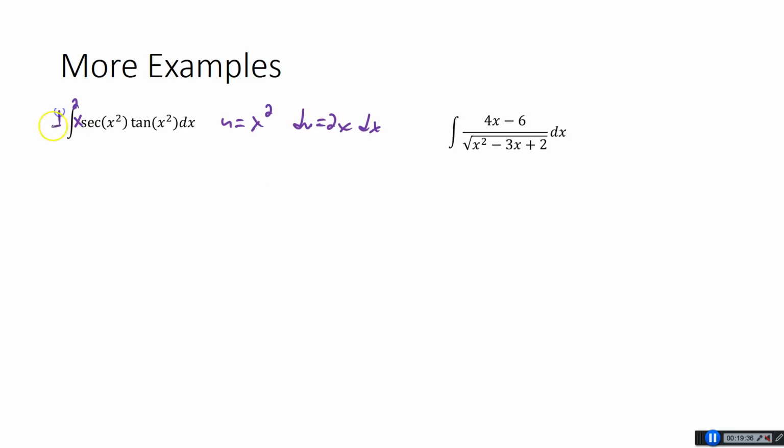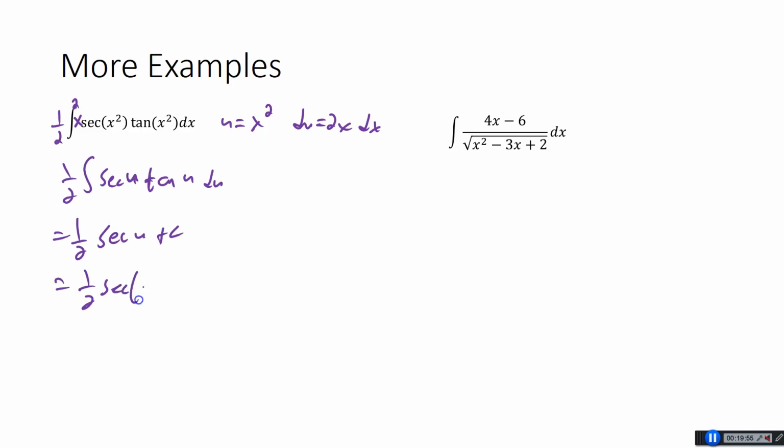So now I need a 2. I need a 1/2 in the front. So 2x dx is my du. I have 1/2 integral secant u times tan u du. This is 1/2 secant u plus c, right? Because derivative of secant is secant tangent. U is x squared, so that is 1/2 secant x squared plus c. Double check. Derivative would be 1/2 secant x squared tangent x squared. There it is. Times 2x. The 2's would cancel, and the x would stick around. And if I'd written the problem right, it would have been there.